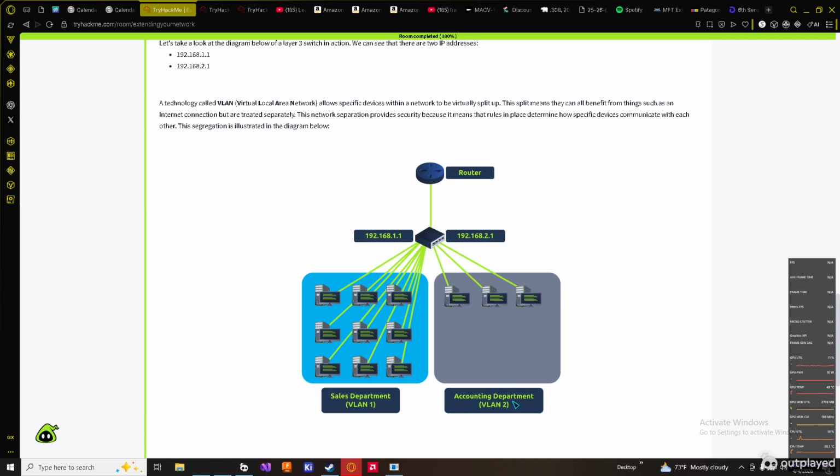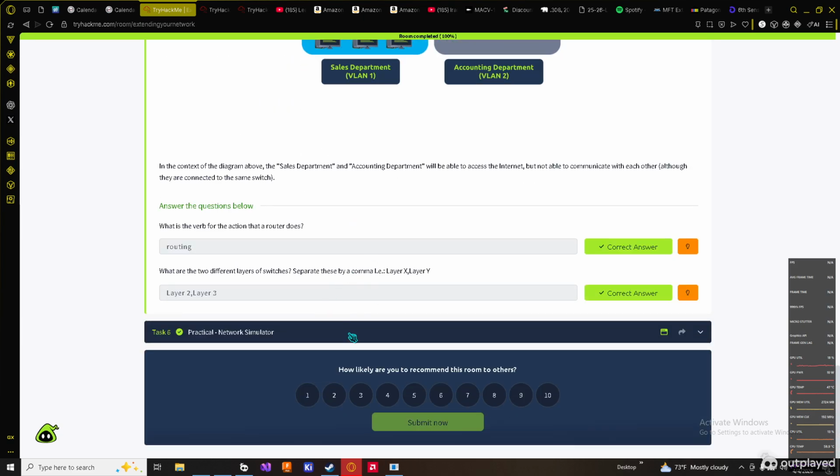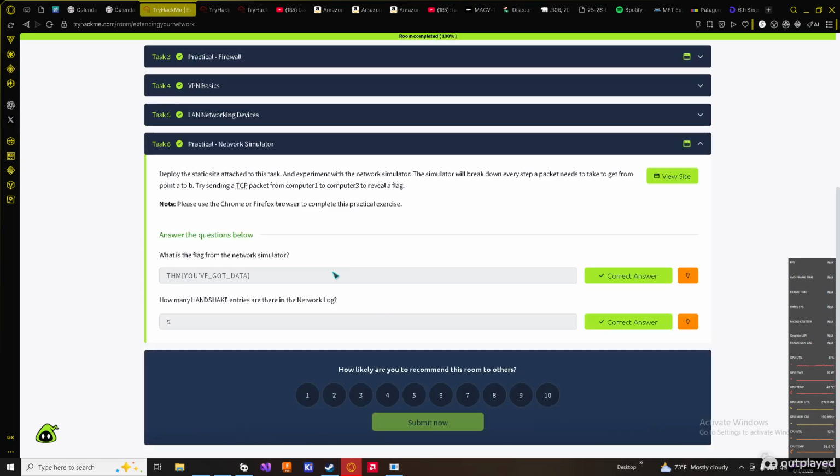And VLAN separates IP addresses, for example, the sales department and the accounting department, but it runs through the same layer 2 switch. There are two little questions right there, and then the practical simulator, and then that is it.